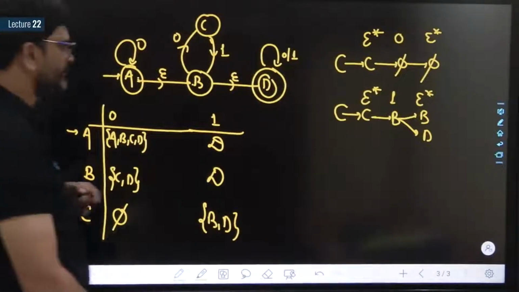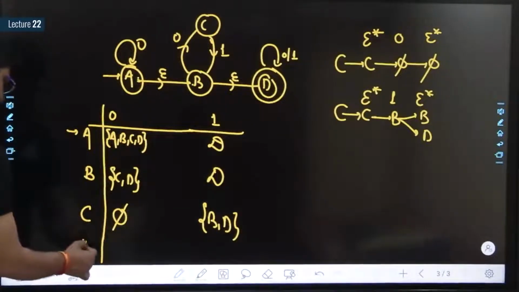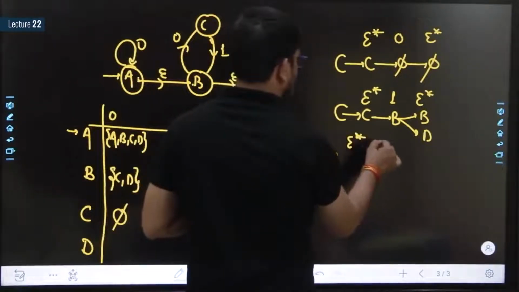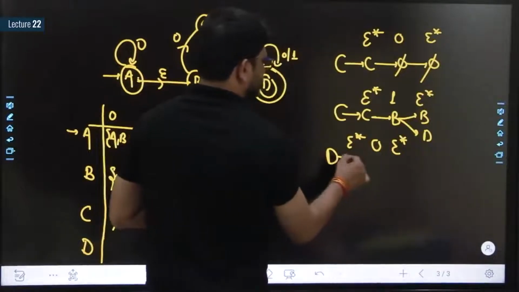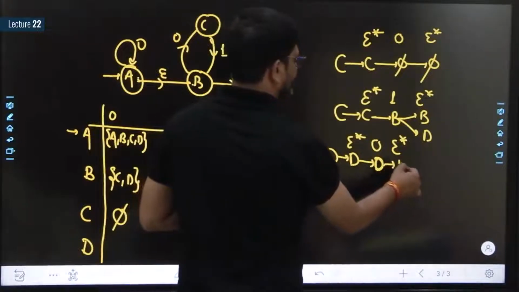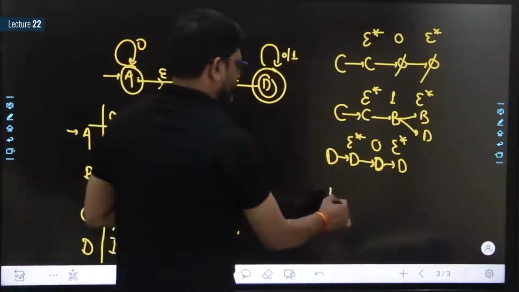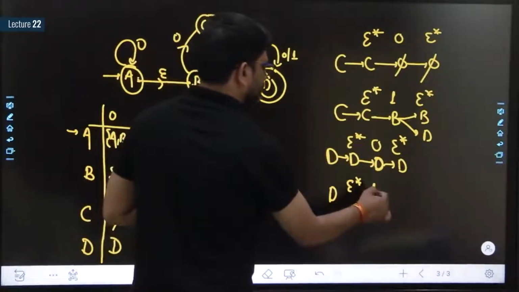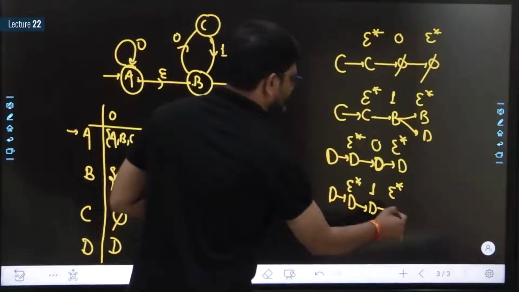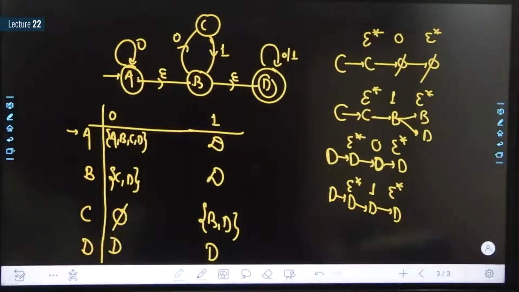Next, find the transition on D. D, epsilon closure, 0, epsilon closure. What is the epsilon closure of D? D itself. D on 0, D. Epsilon closure of D, D. D on 0, D. D on 1, epsilon closure of D, D. D on 1, D. Epsilon closure of D, D. This is the NFA.